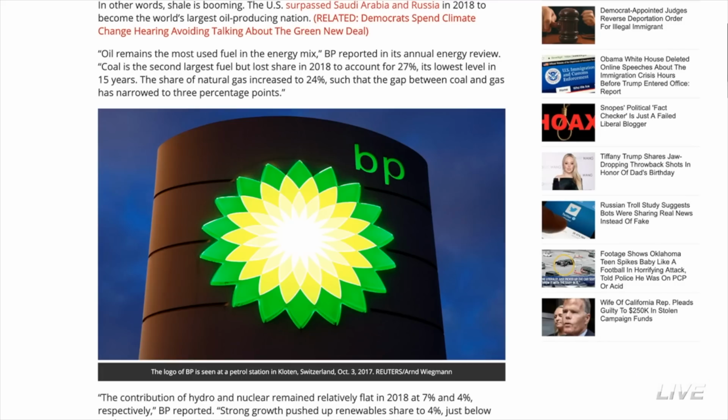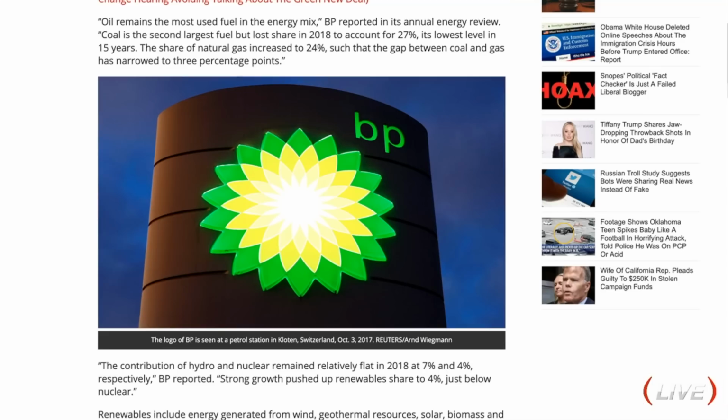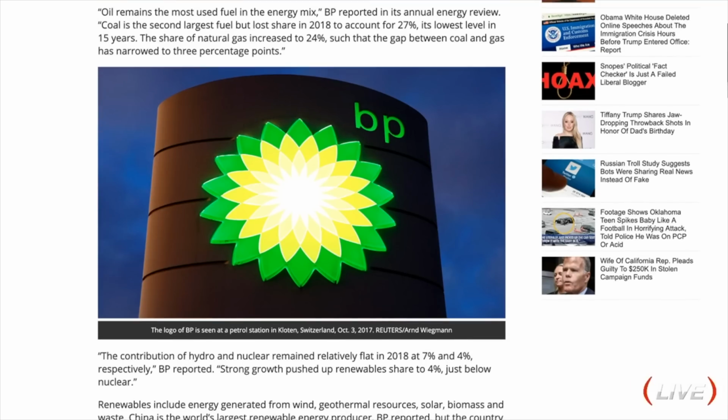It has a link that wants you to go look at Democrats spending a climate change hearing avoiding talking about the Green New Deal. Yeah, because it's embarrassing. Oil remains the most used fuel in the energy mix, BP reported in its annual energy review. Coal is the second largest fuel, but lost share in 2018 to account for 27%, its lowest level in 15 years.